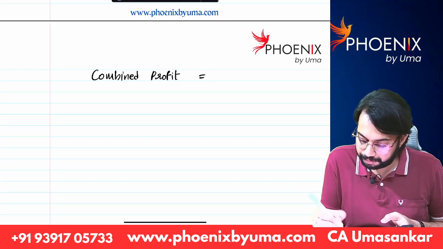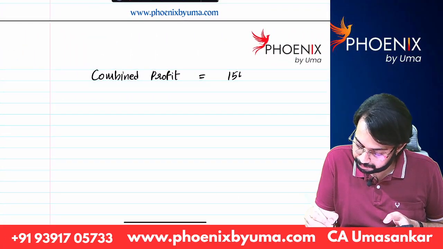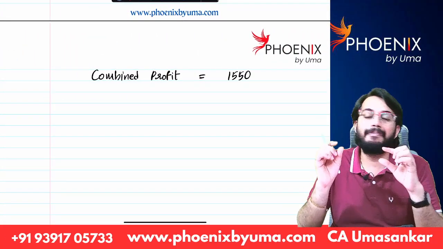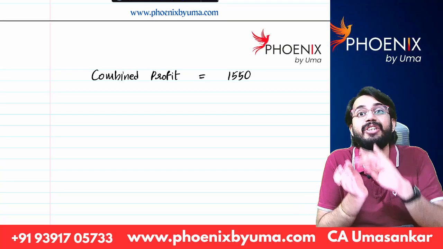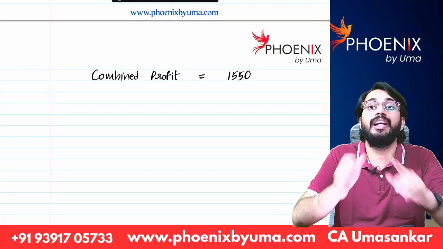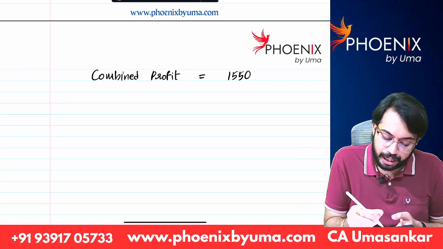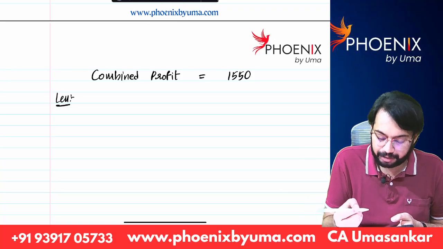Combined profit is 1550 rupees. Now, from the combined profit, individual profits are to be reduced. Only the balance combined profit is to be apportioned. Are you able to understand? How much is the individual profit?